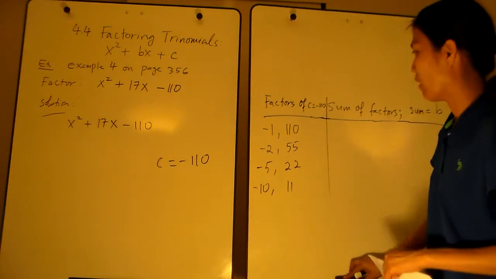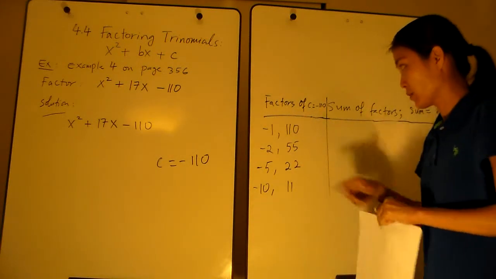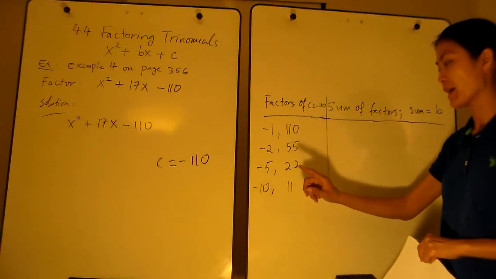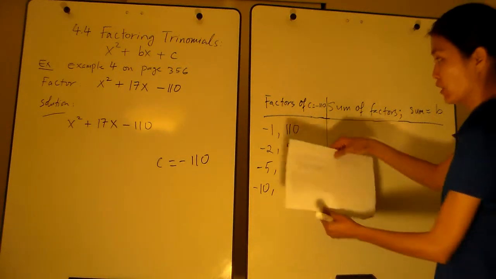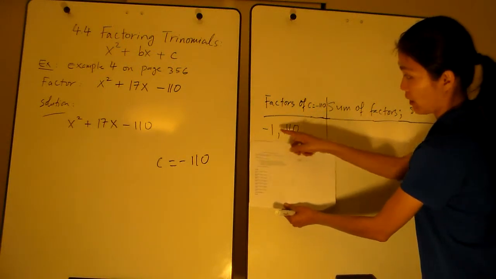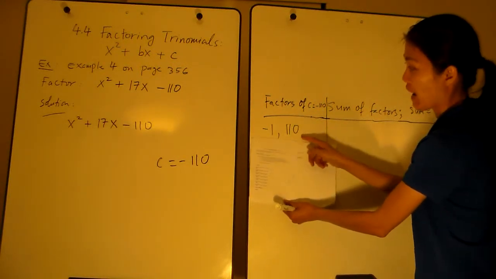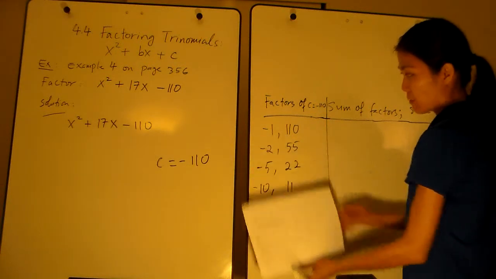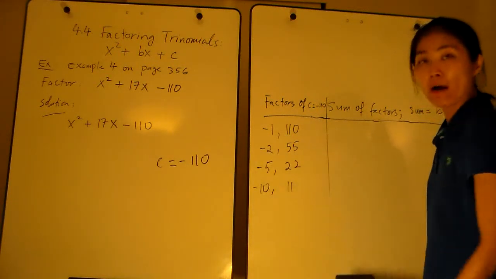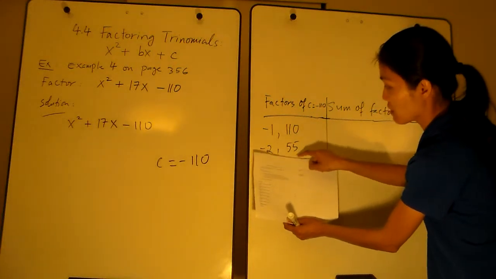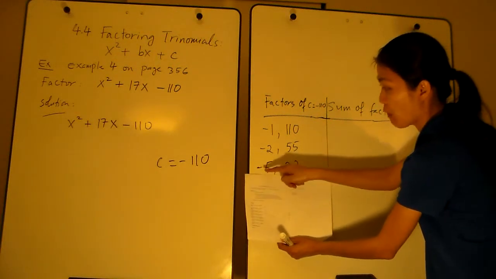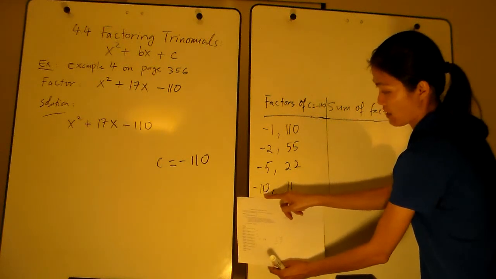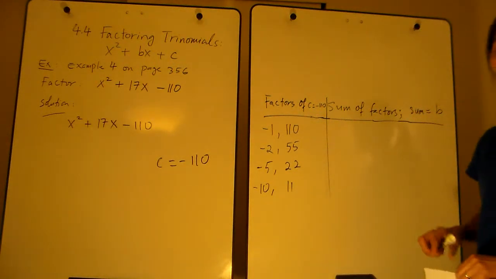Now, I just put the sign on one of the factors, like negative 1, negative 2, negative 5, negative 10. But it could be that this is positive 1 and this is negative 110. I just put the sign here, but it could be the other way around. It could be 2 is positive and this is negative 55, this could be positive 5 and this is negative 22, this is positive 10 and this is negative 11.